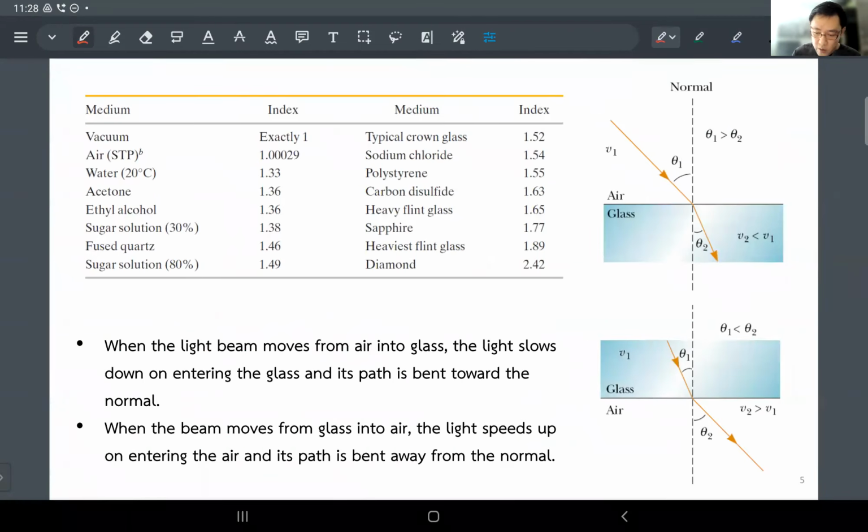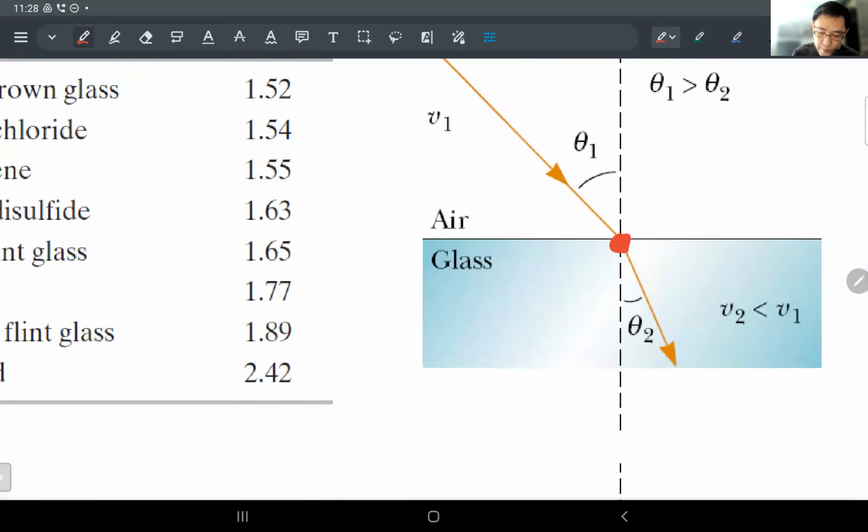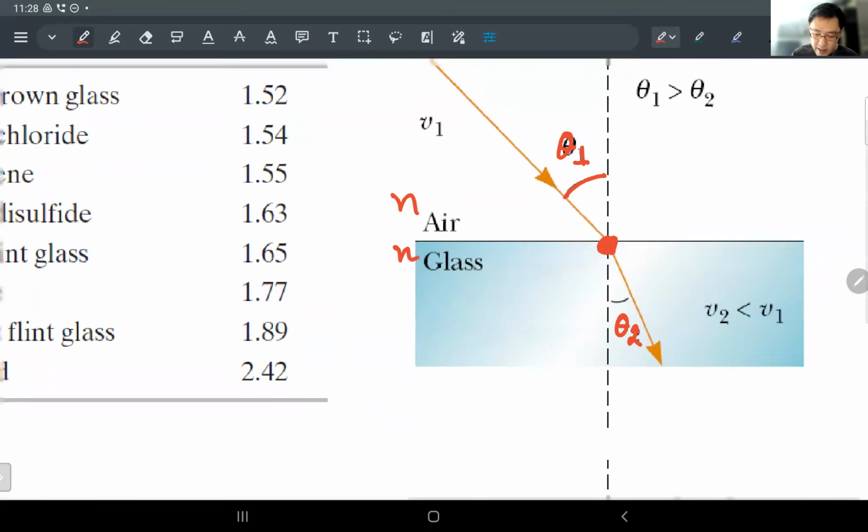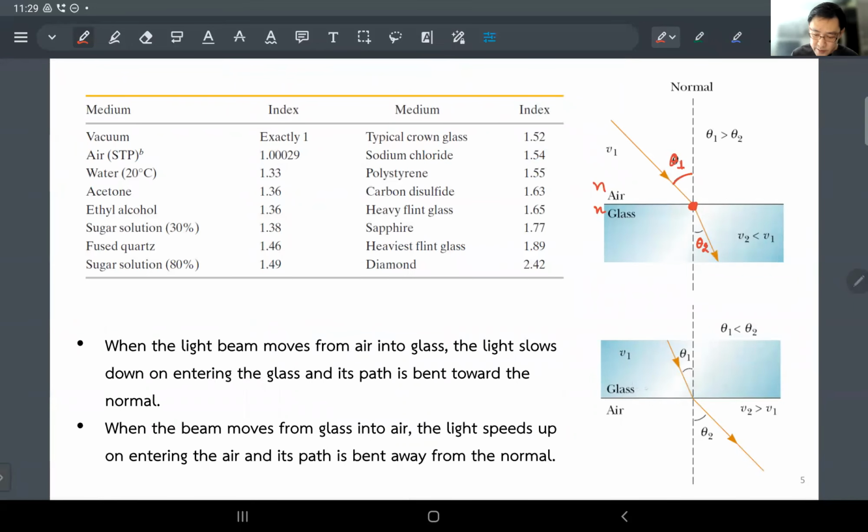Okay, so when you have a point, there is a light coming in, you measure the incident angle, theta 1, apply Snell's law at this point, you can calculate theta 2. You're done, knowing n of air and n of glass. Okay, same thing. You can go from glass to air, no problem. You measure the incident angle, outgoing angle. You take n of glass, n of air. You're done. All right, but there are only two scenarios that can happen.